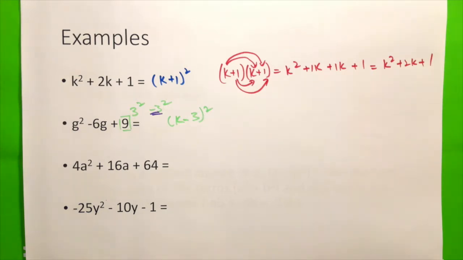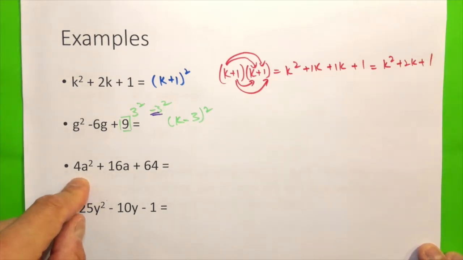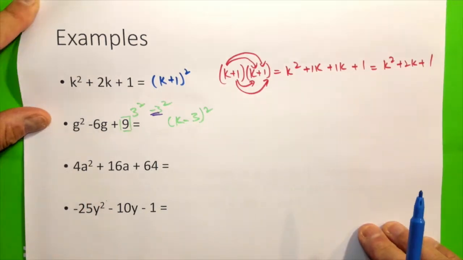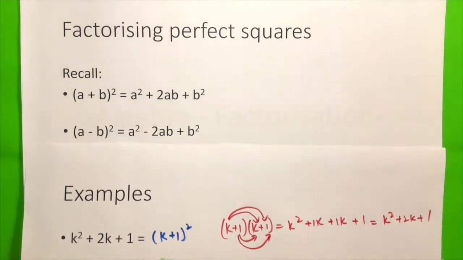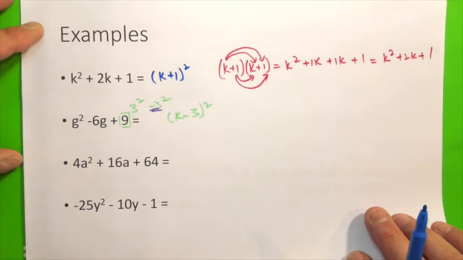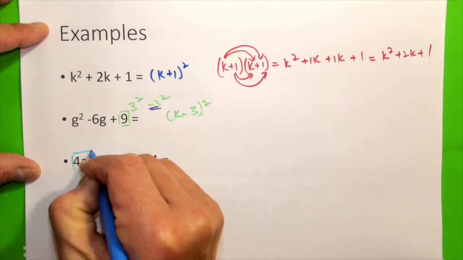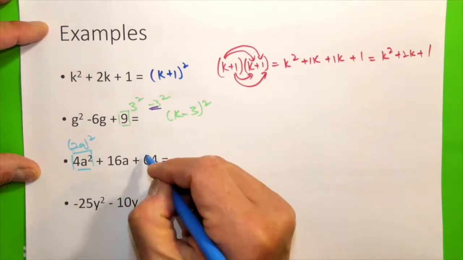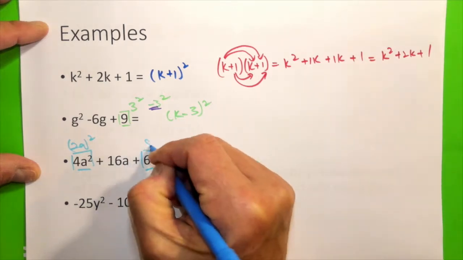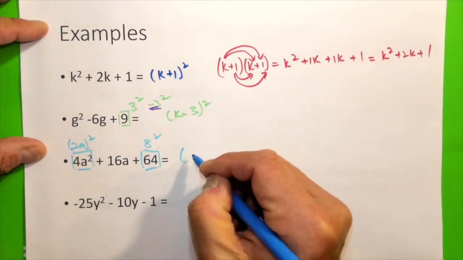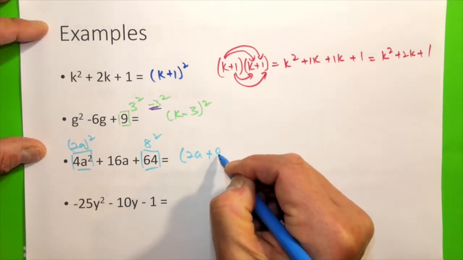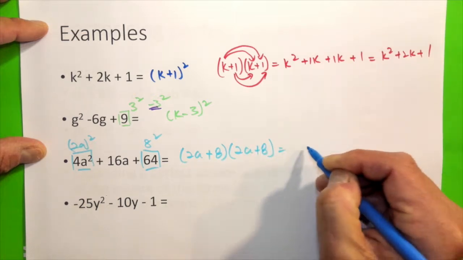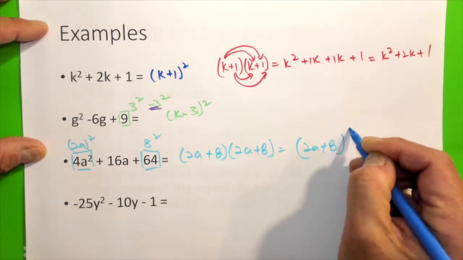This time, for the next one, this is no longer a monic quadratic equation, but it is still a perfect square. So we know that in this case, 4a squared is (2a) to the power of 2, and 64 is 8 squared. So therefore, this is (2a + 8) and (2a + 8), which is (2a + 8) squared.